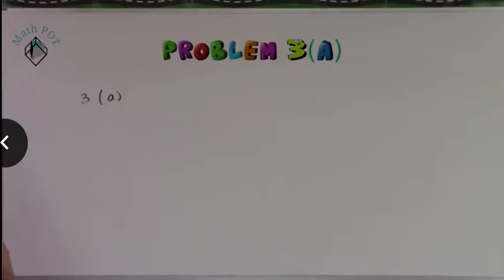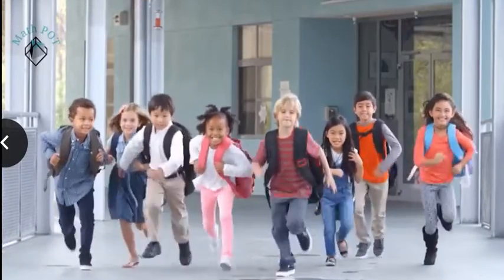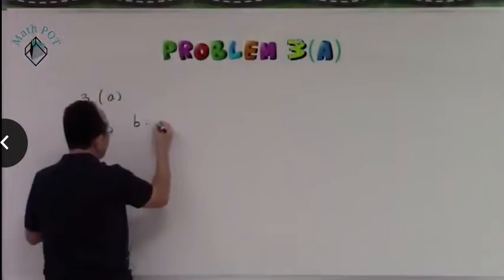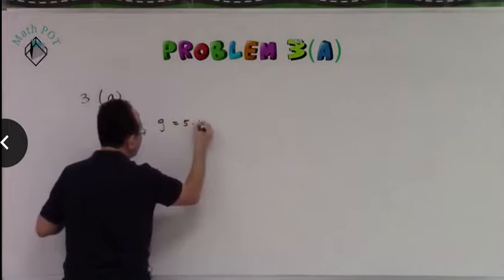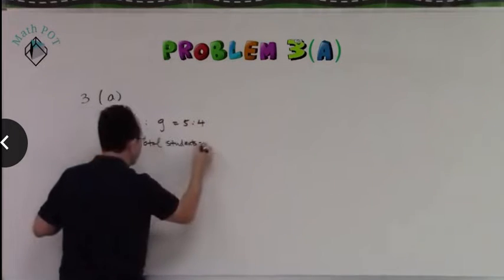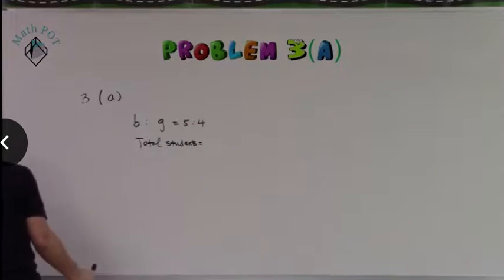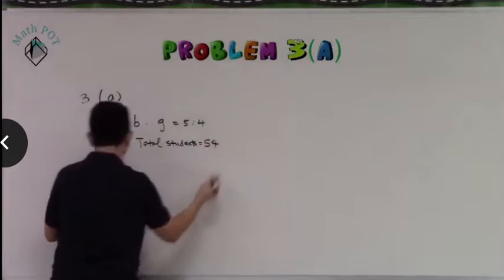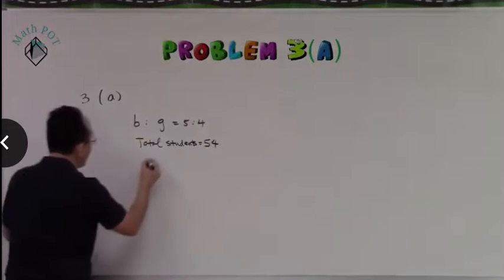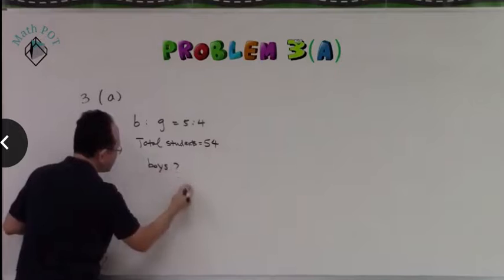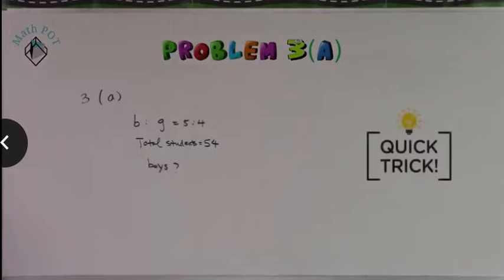The problem gives us the ratio of boys to girls is 5 to 4. So basically, boys to girls is 5 to 4. And also we know the total number of students is 54. The problem tries to figure out how many boys. So definitely you need to know the trick to solve this one.